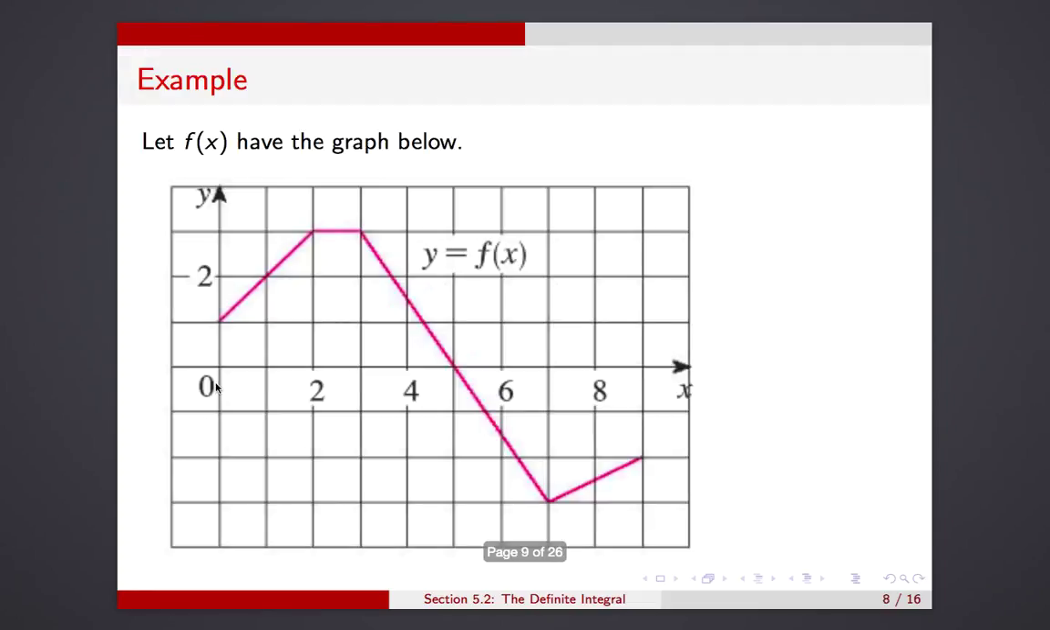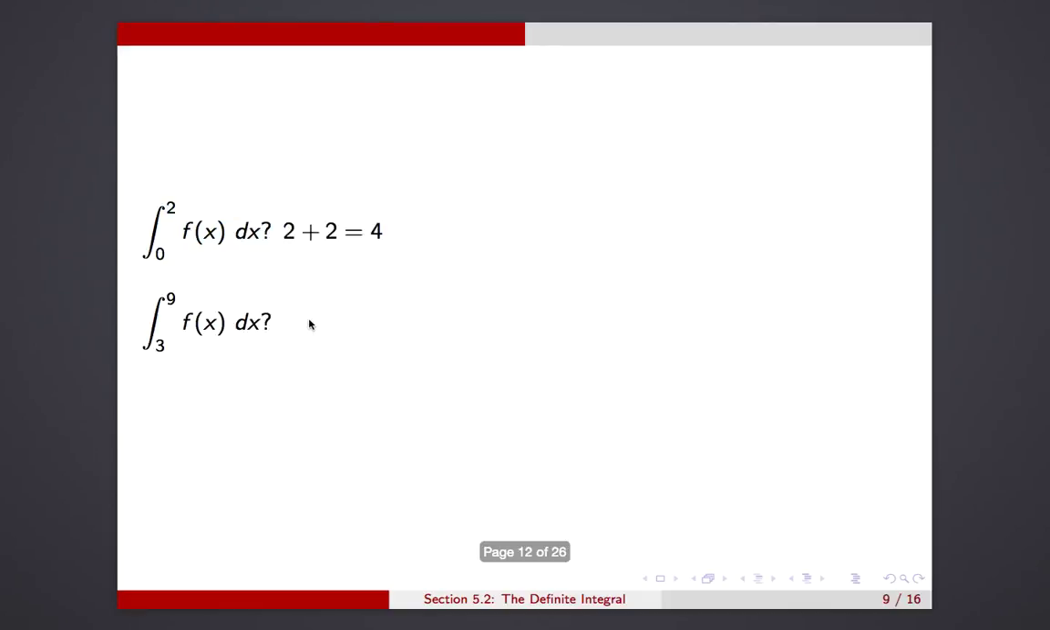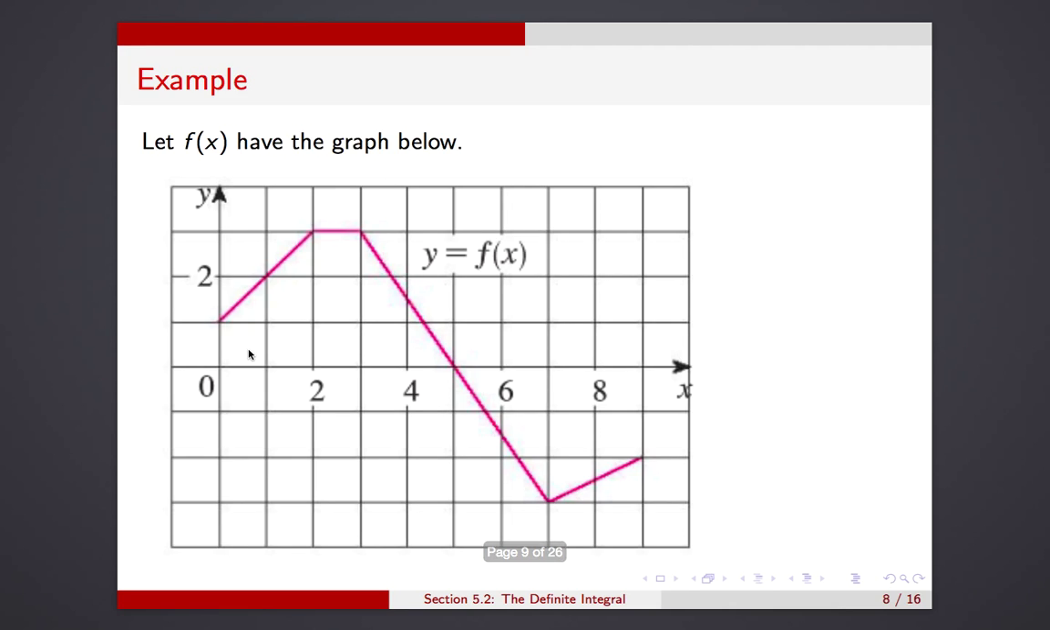So when you're going from 0 to 2, the function lives above the x-axis. You don't have to worry about this negative area coming from beneath the x-axis. On the other hand, let's think about the integral from 3 to 9 of the function. What would that be? So from 3 to 9. Now we're going from right here at 3 all the way over to 9. So now we have to think about the area between the curve and the x-axis from 3 to 9.